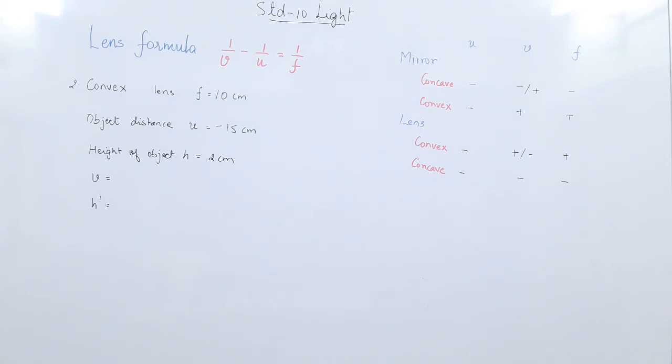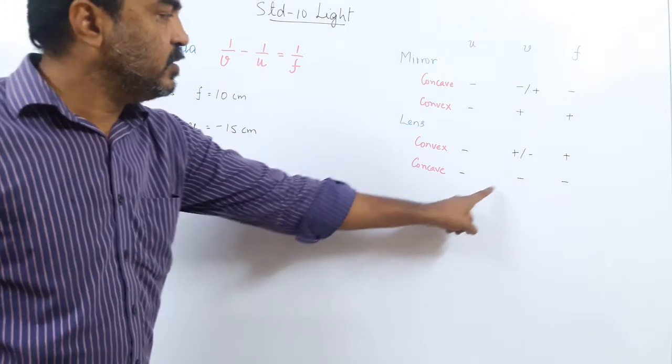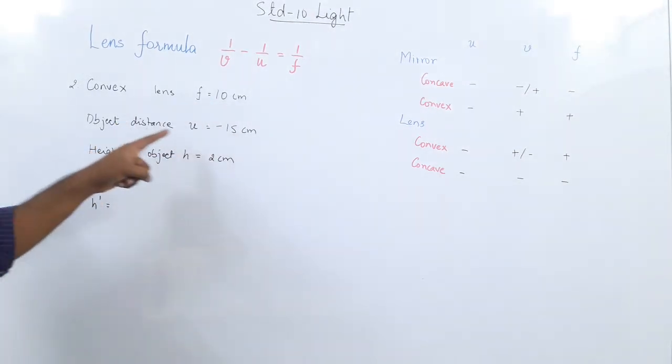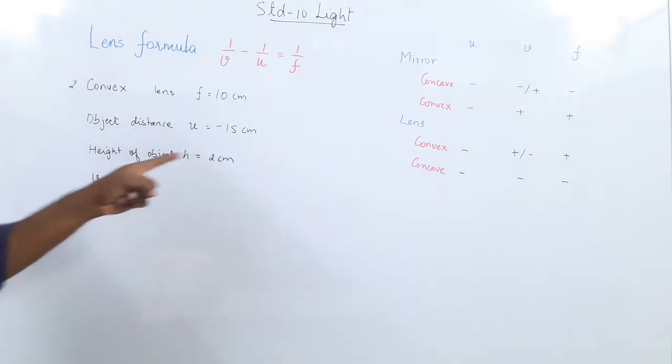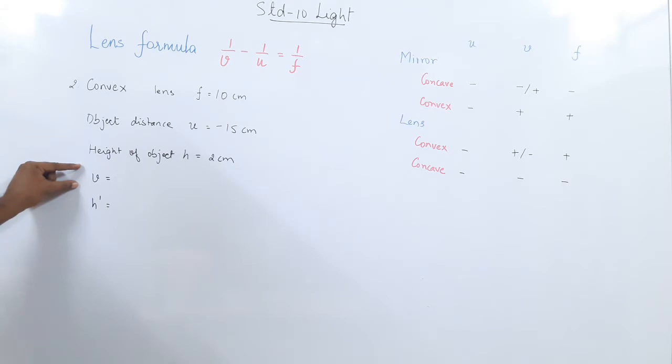Okay, so we are given this question. So let us work on it now. What are we given? A convex lens. On the convex lens, the focal length is on the other side, positive. So the focal length is 10 centimeter. The object is placed at 15 centimeter. We always place the object on the left side, so minus 15. Height of the object is given, 2 centimeter. So we have to find the image distance, the nature and the height of the image, and the magnification.